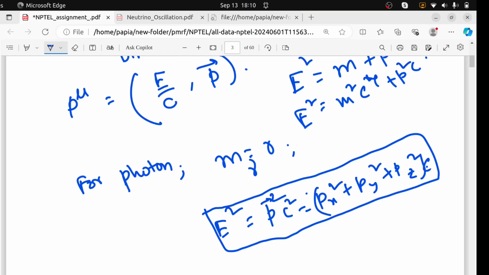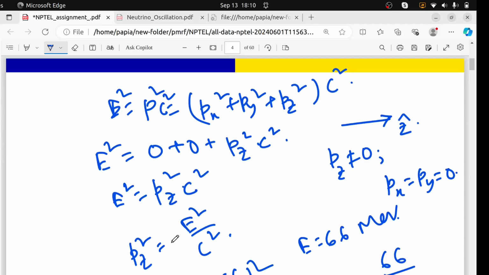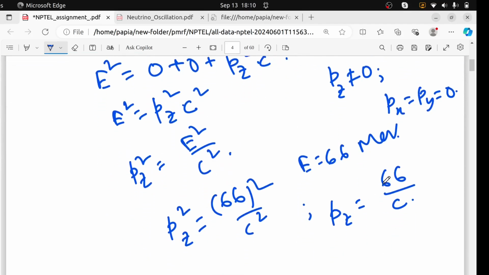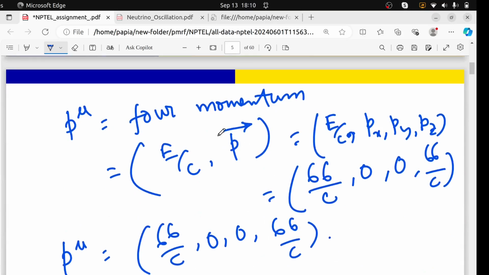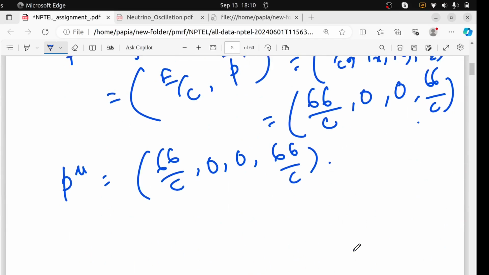If I take the c squared terms, E squared will be Px squared plus Py squared plus Pz squared into c squared. Here Px squared and Py squared are 0 because it is only along the z-axis. So it will be simply Pz squared c squared, then Pz squared will be E squared by c squared, then Pz will be 66 by c. So if I write it in terms of four-momentum, it will be E by c and P vector, so it is 66 by c, 0, 0, 66 by c. I hope it is fine, so that we can go to the next question.